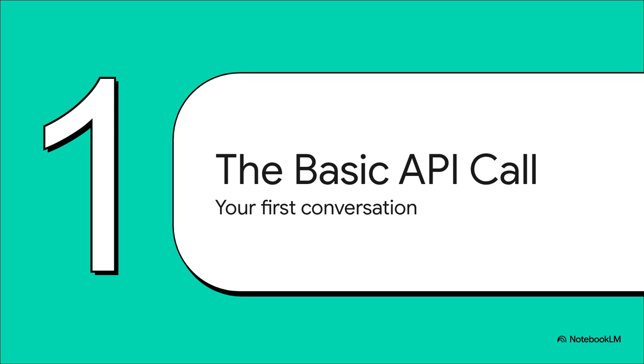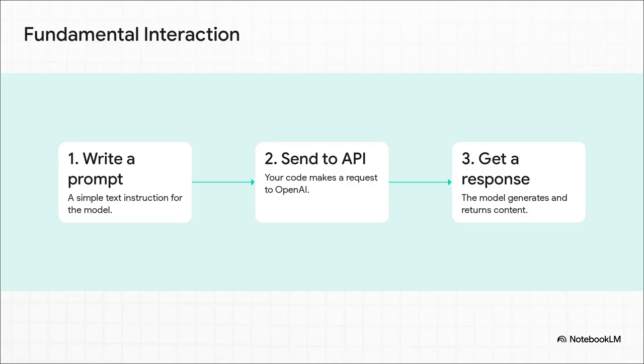This is where the magic really starts, your first actual conversation with the model. The whole interaction is actually beautifully simple. It just comes down to these three things. You write an instruction, your code sends it off, and the model sends something back. That's it. That's the core loop for everything we're about to do.